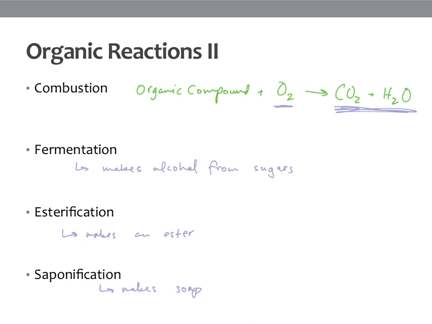So for these reactions, fermentation, esterification, and saponification, you need to make sure you know what each of these makes: an alcohol, an ester, and soap. For alcohol and ester, for fermentation and esterification, you probably need to be able to identify that you're looking at an alcohol or an ester. So that means identifying the functional group and matching it up with Table R. So you need Table R to help you in case they give you structures. So remember that fermentation makes an alcohol, esterification makes an ester, and saponification makes soap.